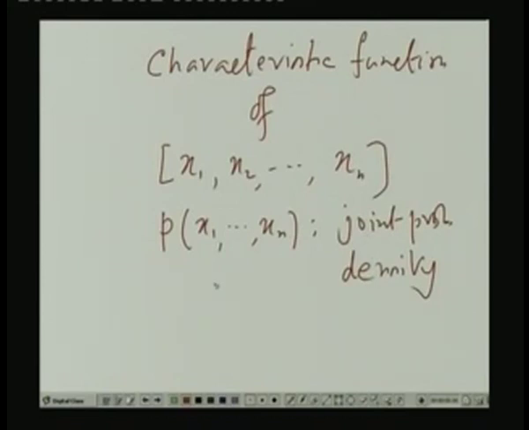Okay. So the characteristic function, if I define a vector, in my case all vectors are actually column vectors, whereas in the book by Papoulis he normally takes vectors as row vectors. There is a difference you may find. Okay. This is a row; if you put a transpose it becomes a column vector. Okay.